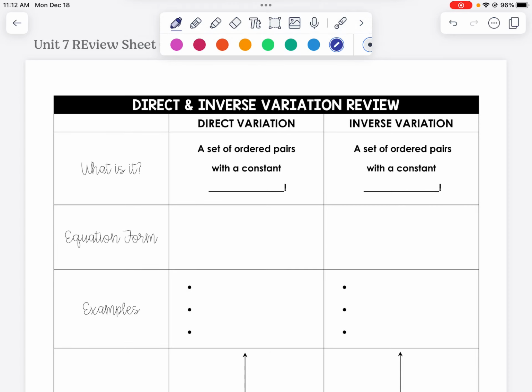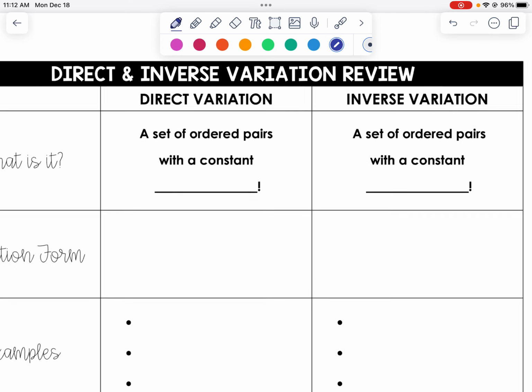All right, my friends, we are reviewing direct and inverse variations for our test. So there are two types of variations we talked about, direct and inverse variations. So what are each? A direct variation is a constant ratio, and that ratio is y over x. An inverse variation, on the other hand, has a constant variation, and the way that we find that variation is by doing y times x.